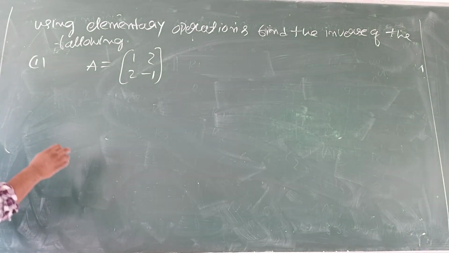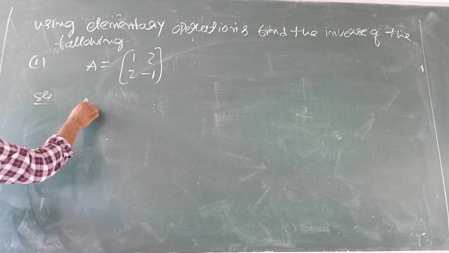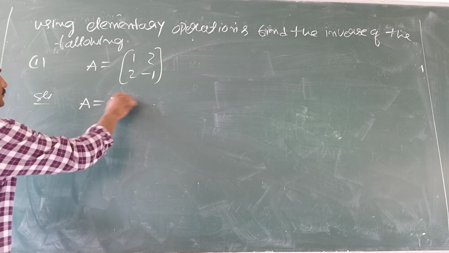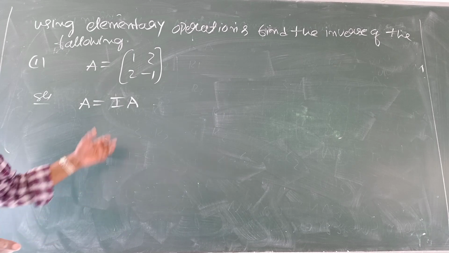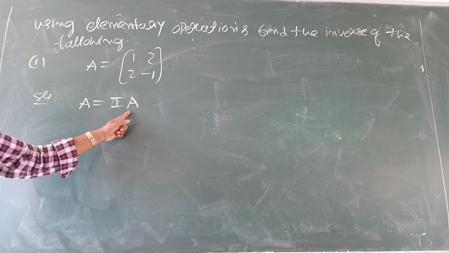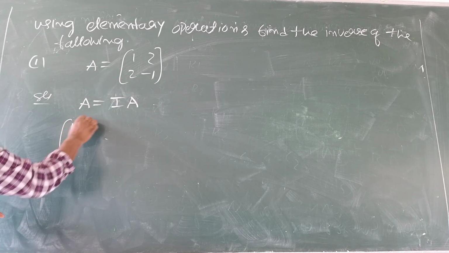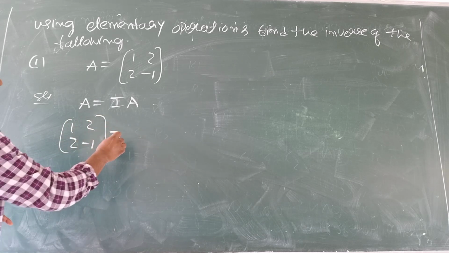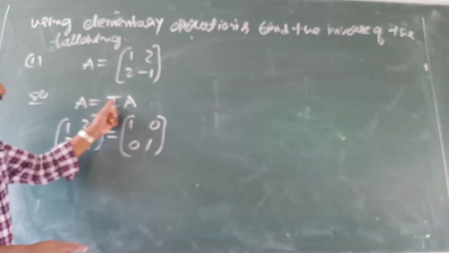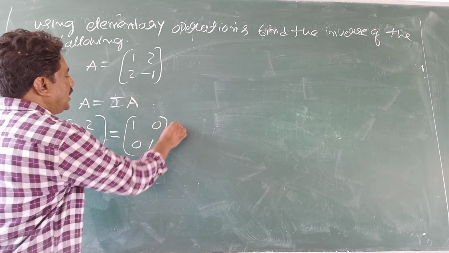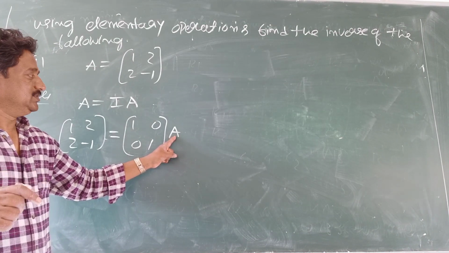You learn this procedure very well. Solution: you start with A is equal to IA. You always start with A is equal to IA. For writing this A is equal to IA, you will get 1 mark. Substitute for A. What is A? A is 1 2, 2 minus 1. For I you write 1 0 0 1, where I means the identity matrix. You keep that A as it is till the end. This A has no work, simply carrying.